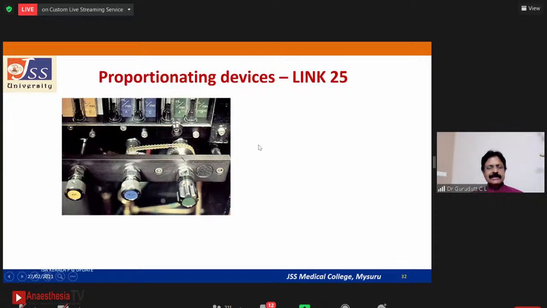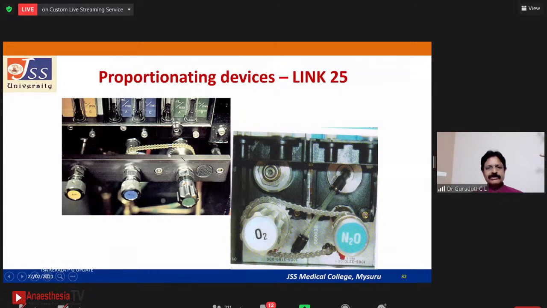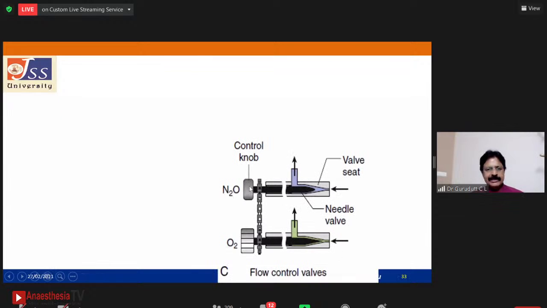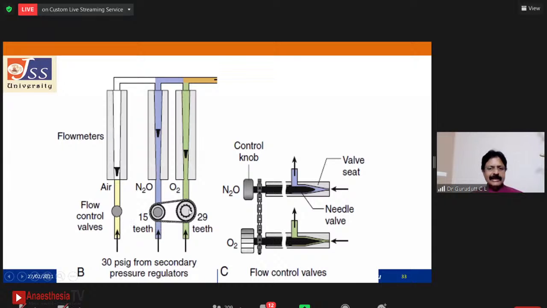Now you can see this is the Link 25. I told you that the Link 25 is more mechanical, and you can see the chain, and the chain is connecting the sprockets. There are sprockets for oxygen and sprockets for nitrous oxide. The Link 25 sits in between the flow control knob and the needle valves, and the sprockets are there for both oxygen and nitrous oxide.